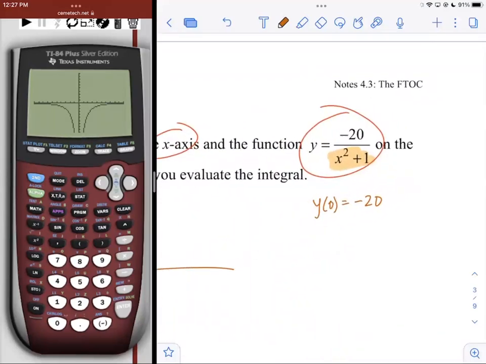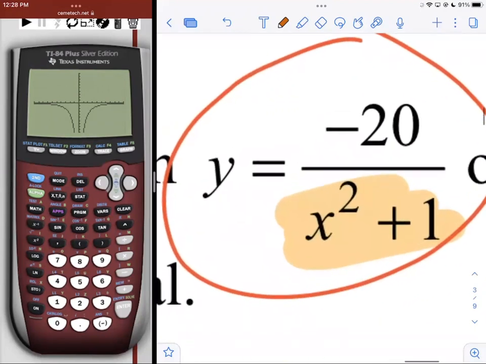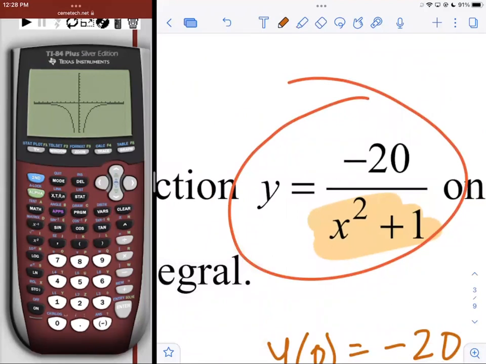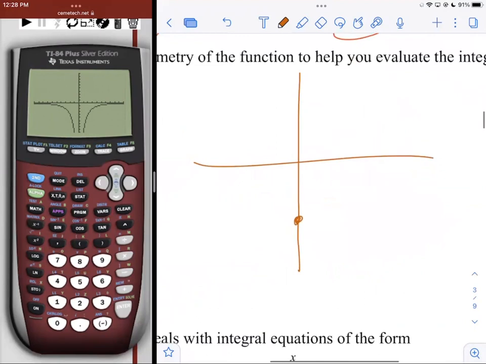I know the domain is all real numbers. Is it ever equal to 0? When is a fraction equal to 0? When the numerator is 0. Is -20 ever 0? No. So this graph lives entirely below the x-axis.